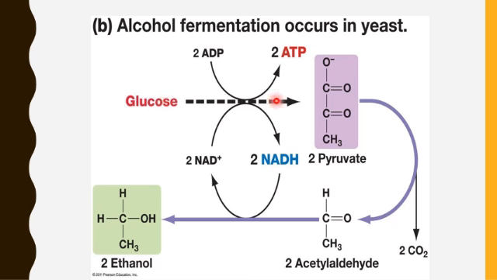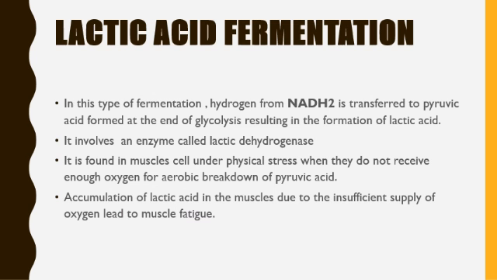In this equation you can see that alcohol fermentation occurs in yeast. Glucose is converted into pyruvate with the synthesis of 2 ATPs and NAD to NADH. Pyruvate is converted into 2 acetaldehyde with the release of CO2, and 2 acetaldehyde is converted into ethanol by oxidizing NADH to NAD.